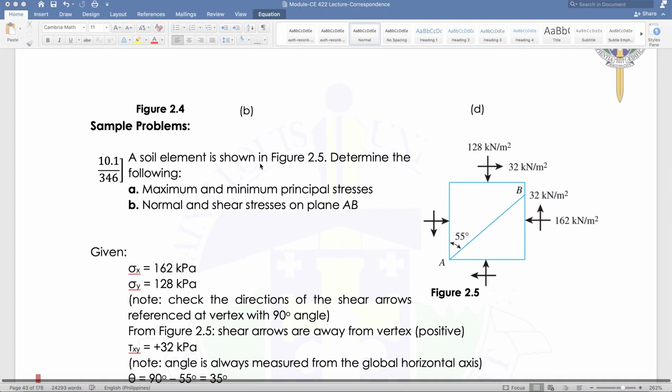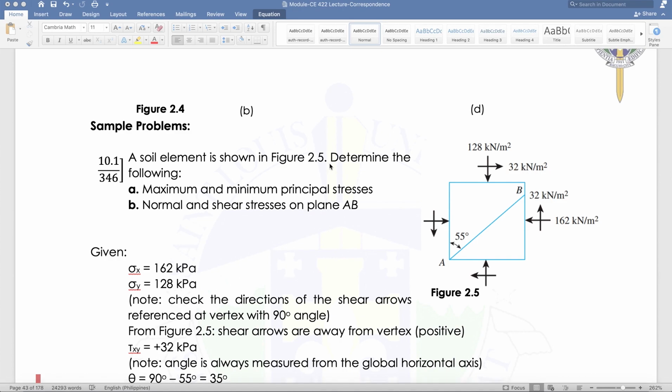A soil element is shown in figure 2.5. Determine the following. So this is figure 2.5 here. And we are to determine the maximum and the minimum principal stresses and the normal and shear stresses on the plane. So before we proceed, let us first identify our stresses here. If this is our plane, this will be our cutting plane, and we know that the force that is compressing towards our plane would be the sigma.